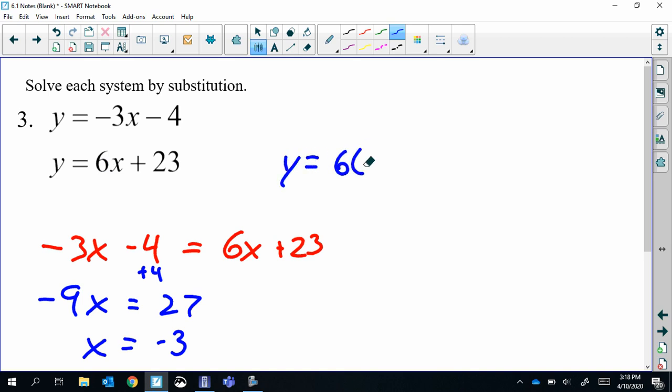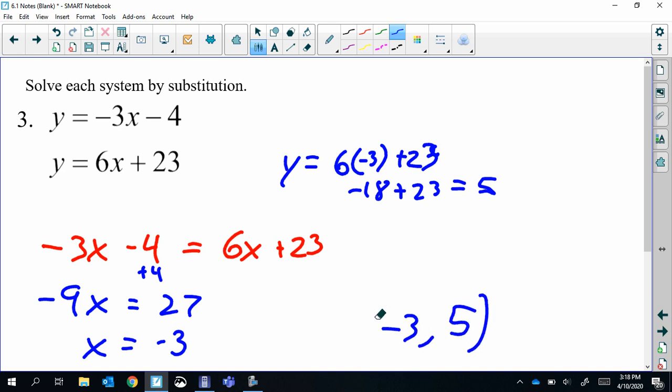6 times -3. That's -18 plus 23 is 5. So ordered pair, x first, then y. That's it.